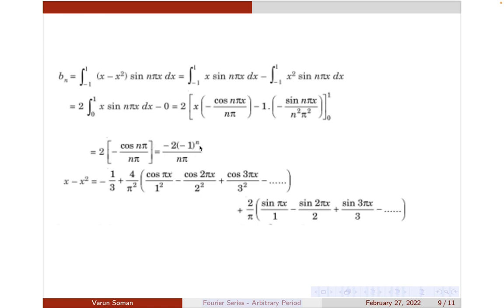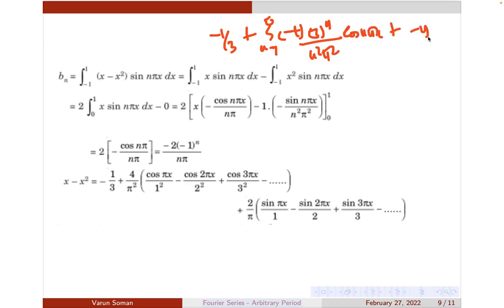So the final answer we can just write down. It will simply be a naught, minus 1 by 3, plus sigma n equal to 1 to infinity of minus 4 into minus 1 raised to n by n square pi square cos n pi x, plus minus 2 into minus 1 raised to n by n pi into sin n pi x. So this is the formula. If you want, you can simplify it like this also, or keep it like that itself. So this is the final answer. I hope that is clear. Now we will move on to the next problem.